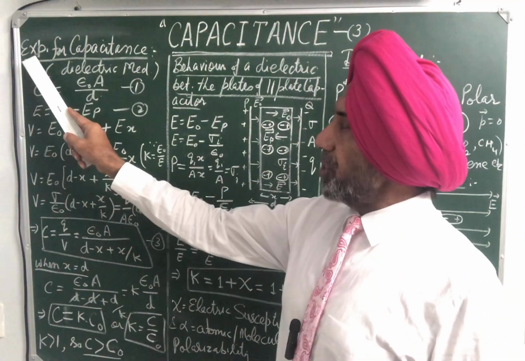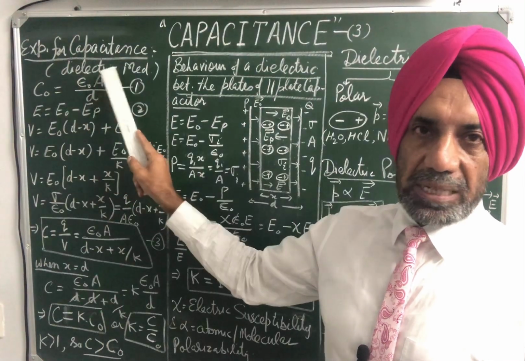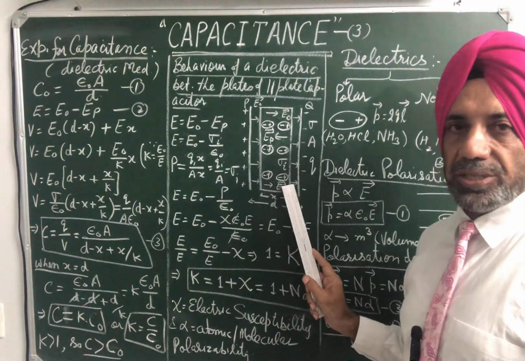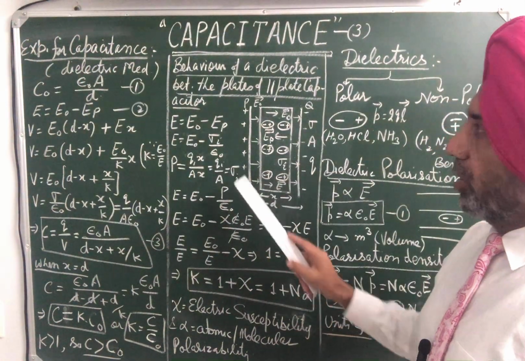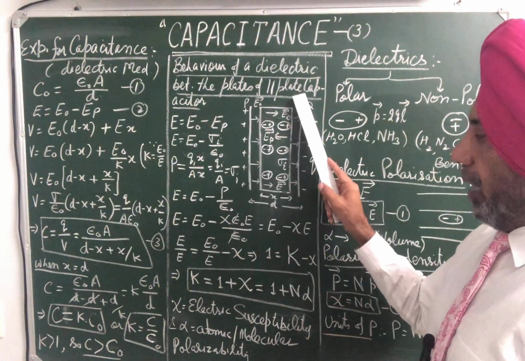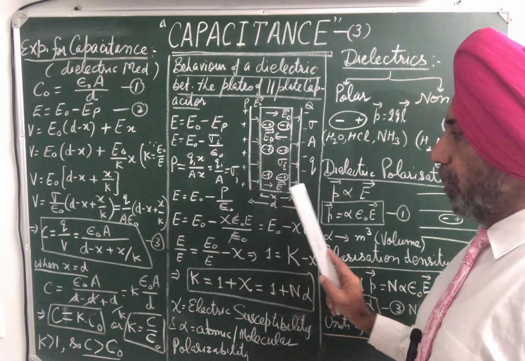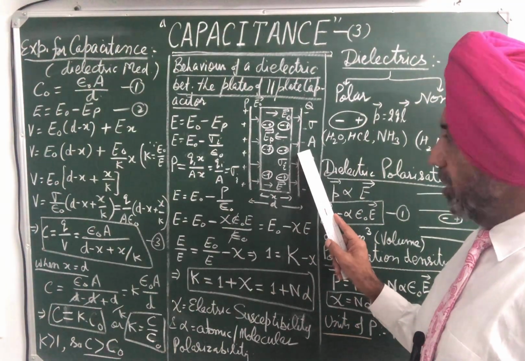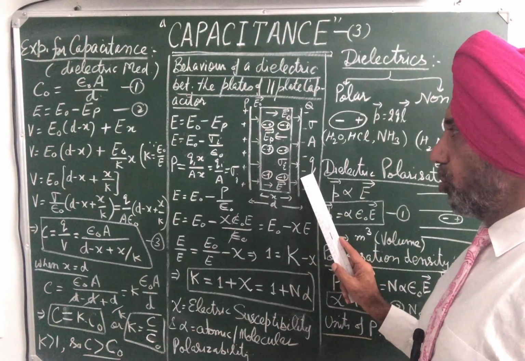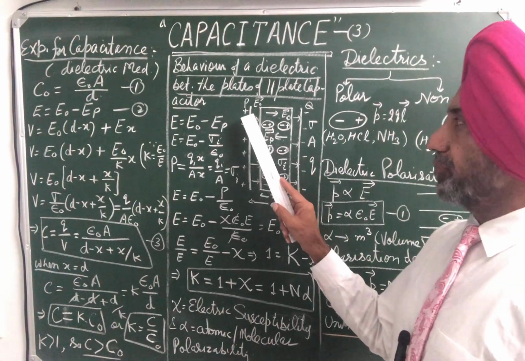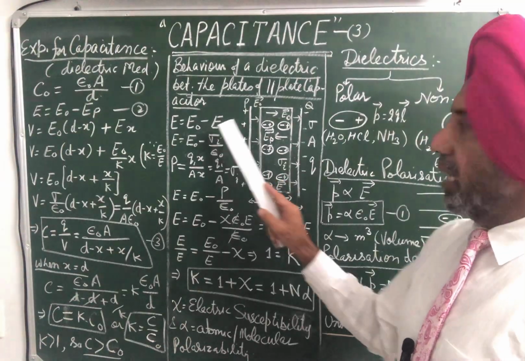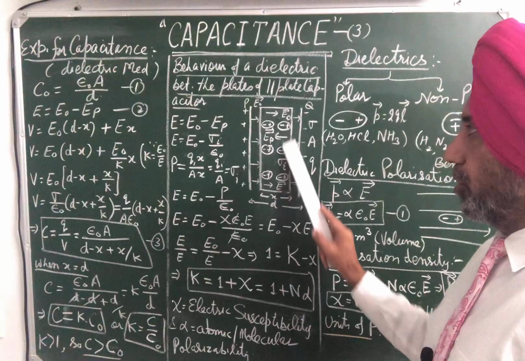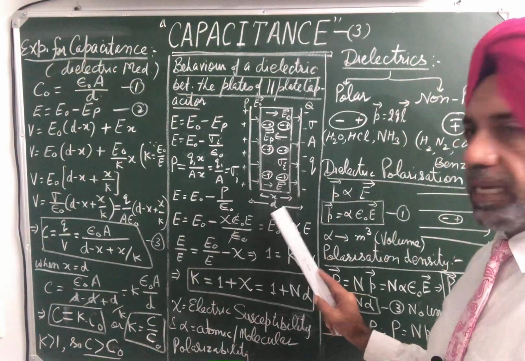Now we will derive the expression for the capacitance of a parallel plate capacitor when a dielectric slab is introduced between the plates. So again, suppose a parallel plate capacitor having plates P and Q separated by distance d, sigma the magnitude of surface charge density, A the area of cross section of each plate, Q the total charge on each plate, and that plate P is positively charged, Q is negatively charged. And suppose a dielectric slab of thickness x is introduced between the plates, where x is less than d.